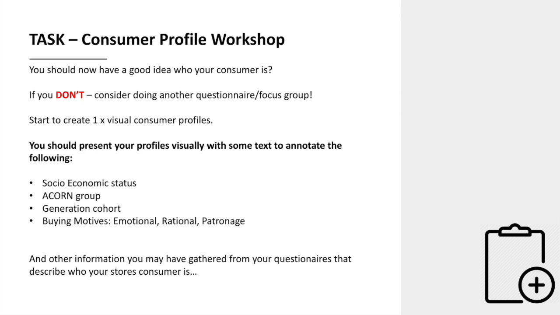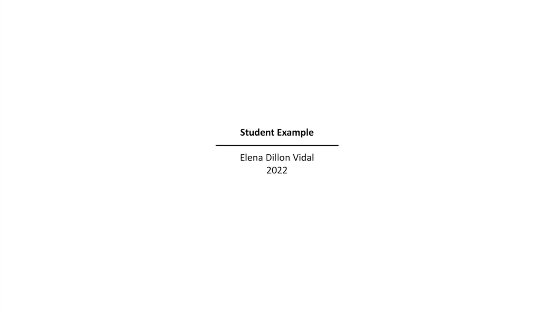Once you're ready, start to create one visual consumer profile, giving an overview, a vision of who that consumer is. You should present your profiles visually with text mainly and some annotation, including the following: identifying their social economic status, their ACORN group, their generational cohort, and give their idea of what their buying motives are. Are they emotional, rational, or patronage buyer? And why have you defined them as that? And of course, include any other information you've gathered from your questionnaire or focus group that describes who your store consumer is. So let's look at some examples from the past.